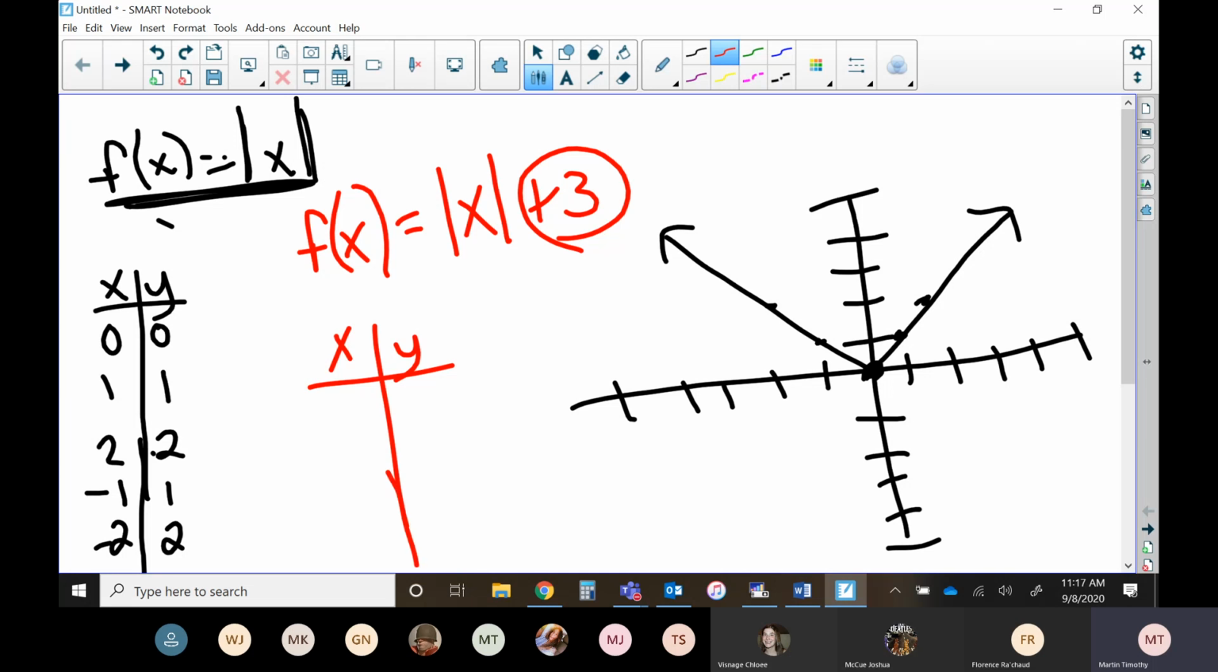Nope. Nothing to the x values. The x values are going to stay the same. What's going to change? So instead of being 0, 0, it's now going to be 0 what? 3. Instead of being 1, 1, it's going to be 1, 4. Add 3. Instead of 2, 2, it's going to be 2, and so on. Does that make sense?